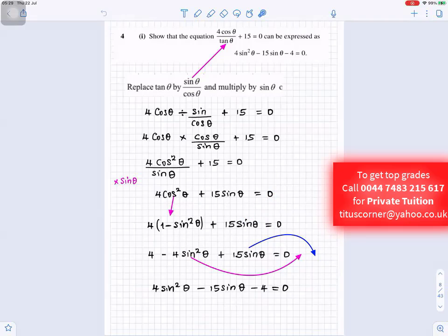We can take everything to the right-hand side. So minus 4 sine squared theta goes to the right. It becomes plus 4 sine squared theta. Plus 15 sine theta goes to the right. It becomes minus 15 sine theta. Plus 4 goes to the right. It becomes minus 4, which is what you wanted to show.